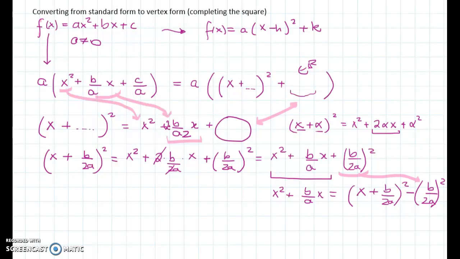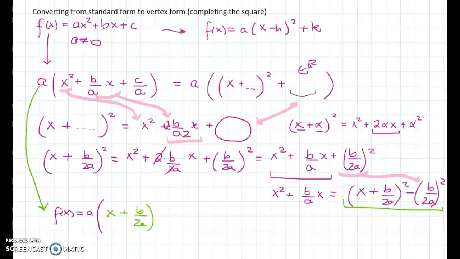Why did I do that? Because now I'm going to go back to what we had here. So we are saying that f of x is equal to, we have a outside the brackets, and then inside the bracket, instead of writing the first two terms, I'm going to write it as I did it here with the perfect square. So I'm going to write x plus b over 2a, all of it squared, minus b over 2a, all of that squared, plus there was a last term. The last term is here. Look at it, c over a. Yeah. So this is what we want.